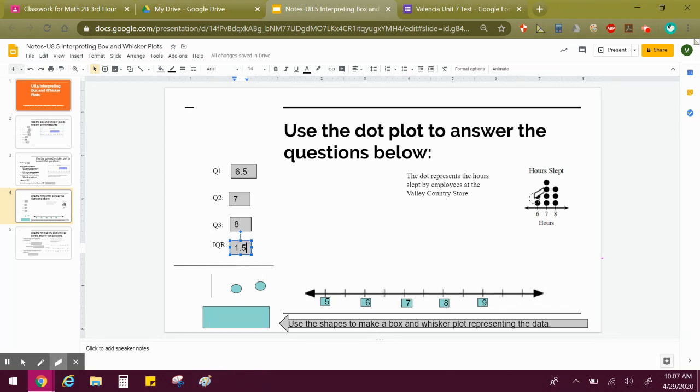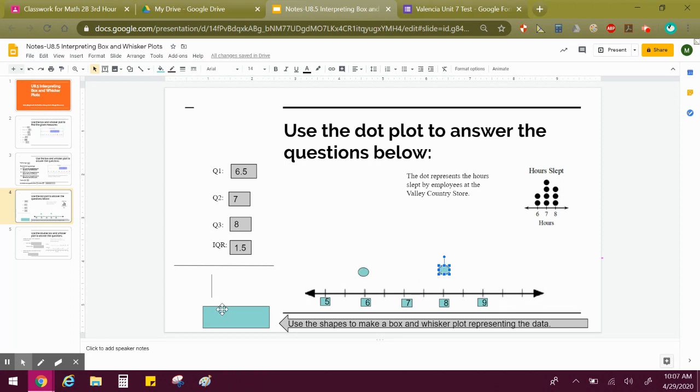So my smallest number is a 6. So I'm going to take one of my dots. That's going to be my smallest number. In the other examples, they use like a straight up and down line to show you the end, but I use little dots. And it doesn't matter. Okay, so the biggest value that I have is an 8. So this is going to be the other end. One whisker is going to end here, the other whisker is going to end right there.